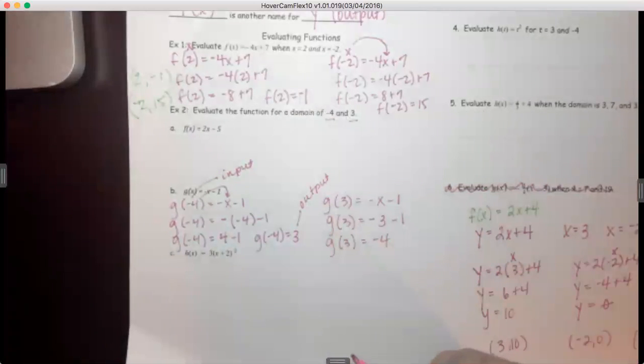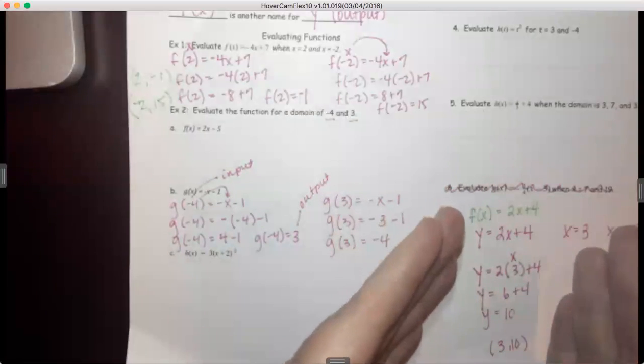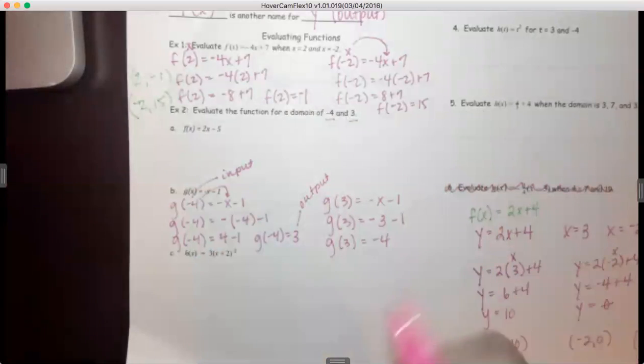Now you can understand a little bit of why it's a lot like y, because x over here is input, y over here is output. We are just giving it another name and we're writing it in a different way.